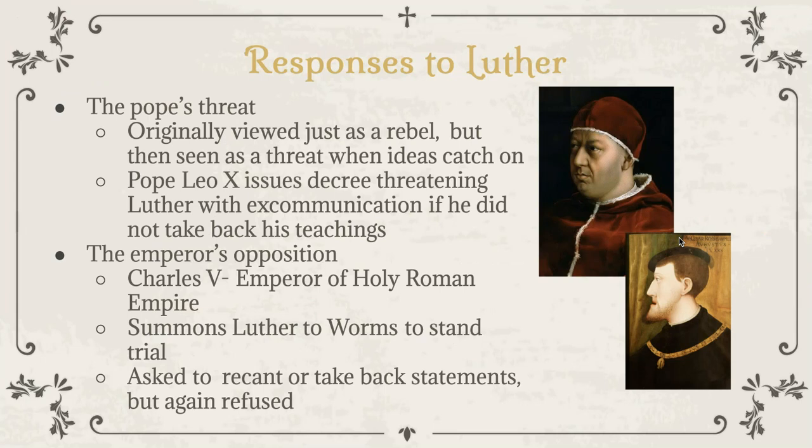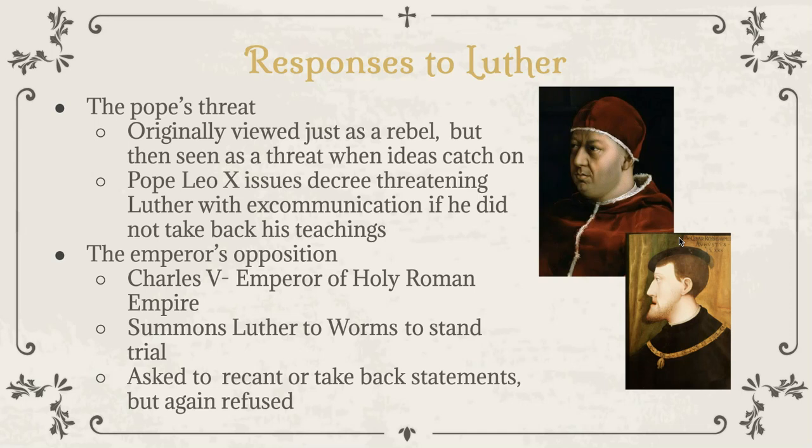And what essentially happens is the Pope is extremely angry by this. He has one of his monks that is speaking out against him and originally just views him as a rebel, that he's this kind of troublemaker, this rabble-rouser. But as his ideas start to catch on and it is then seen as a bigger issue instead of just this small isolated issue related to Luther, Pope Leo issues a decree. And this decree basically says, Luther, you are going to be excommunicated. You are going to be kicked out of the church, and you will not be able to get into heaven if you do not take back these teachings.